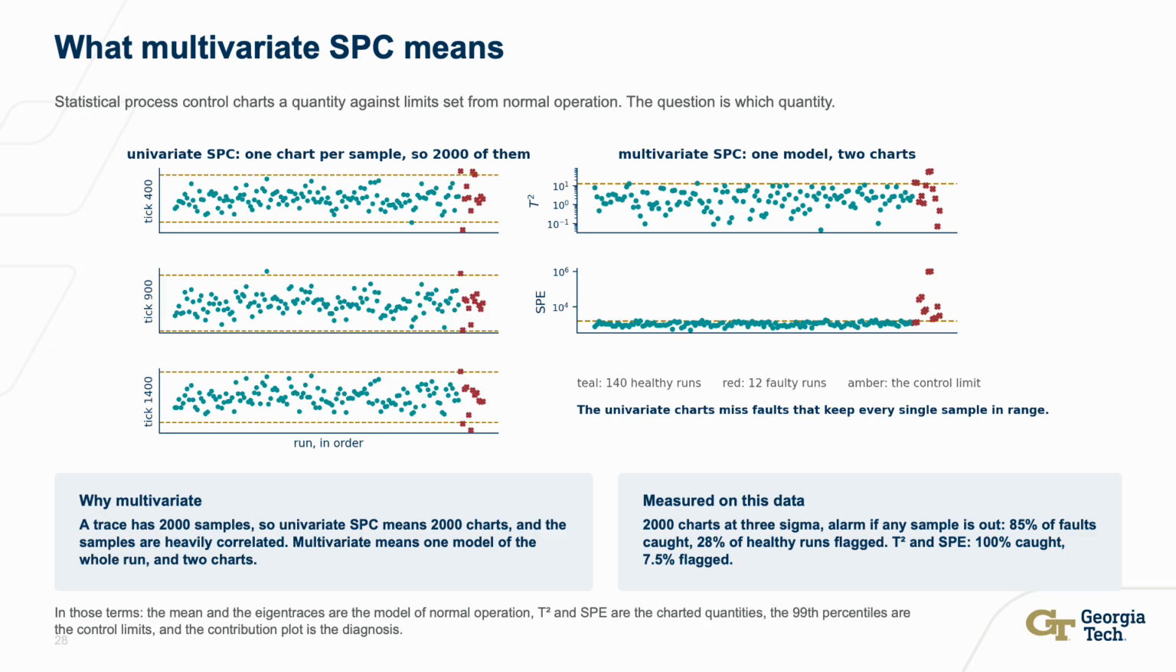Second, independence. Those 2000 samples are not independent quantities. They are one physical run, and lecture one showed that 3 numbers reproduce it. Charting them separately throws away everything the correlation tells you.